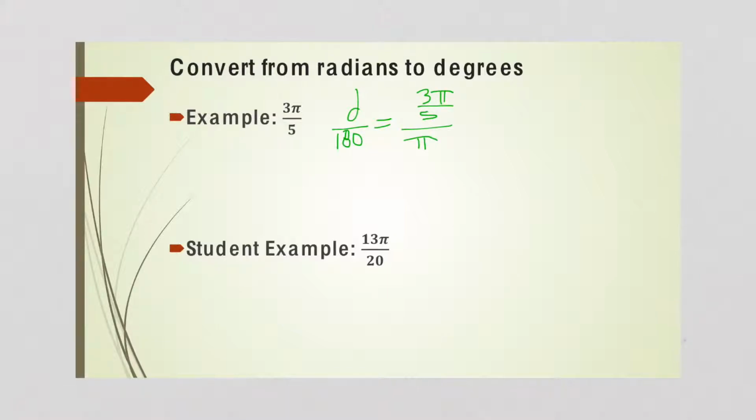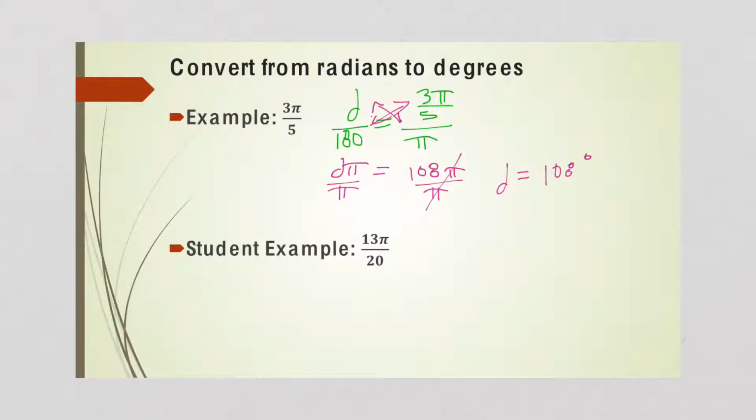Now when I cross multiply, I'm going to end up with d pi equals 108 pi. If I divide both sides by pi, the pi's cancel out, so d equals 108 degrees. And make sure you label your degree measure with degrees so you know what we're talking about.